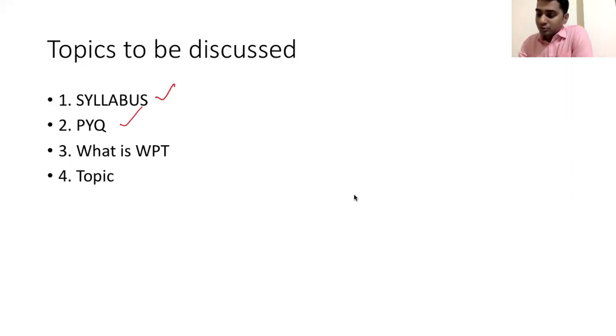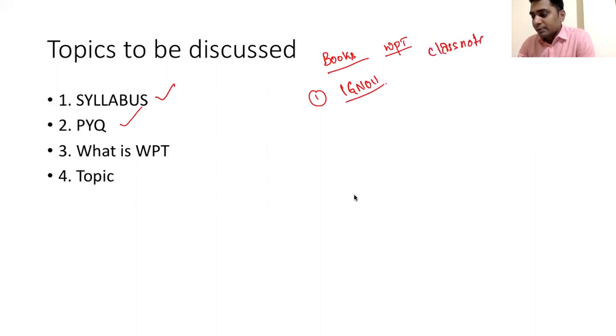Now, what are the books that you have to refer for this? Books for Western political thought. One book that you can refer is Igno. Anyways, our class notes are there that I will be giving here. Second one is Igno.